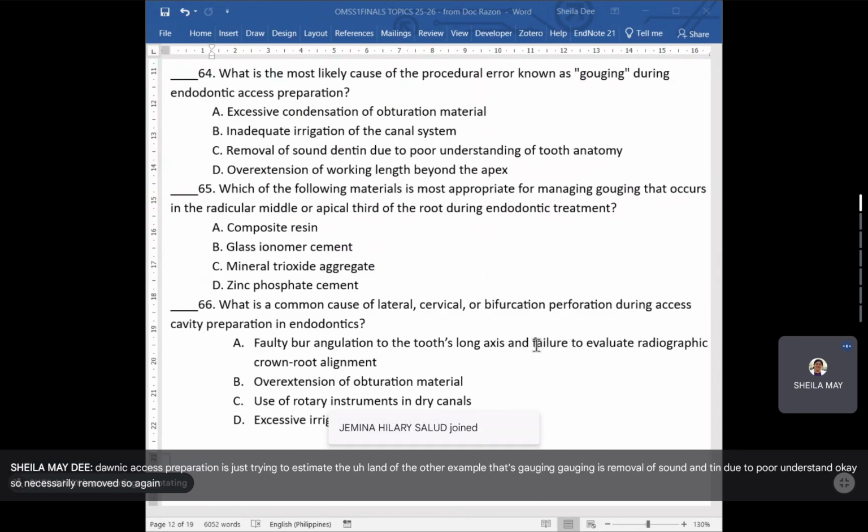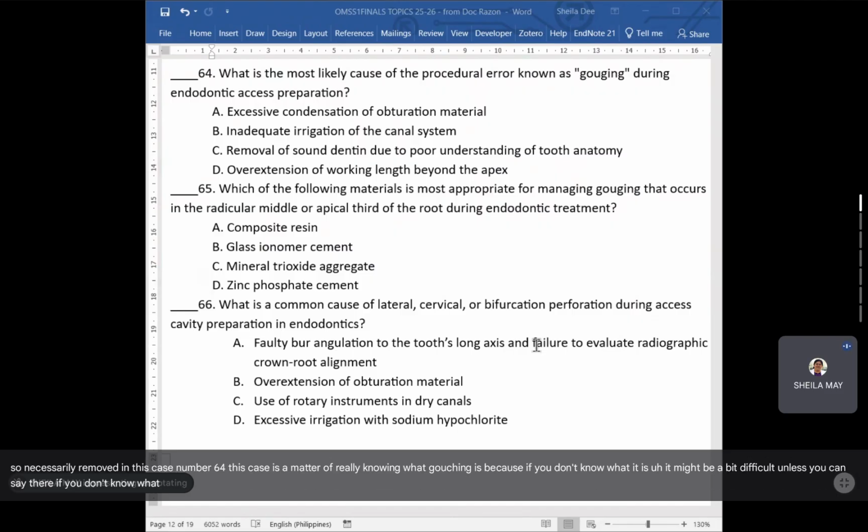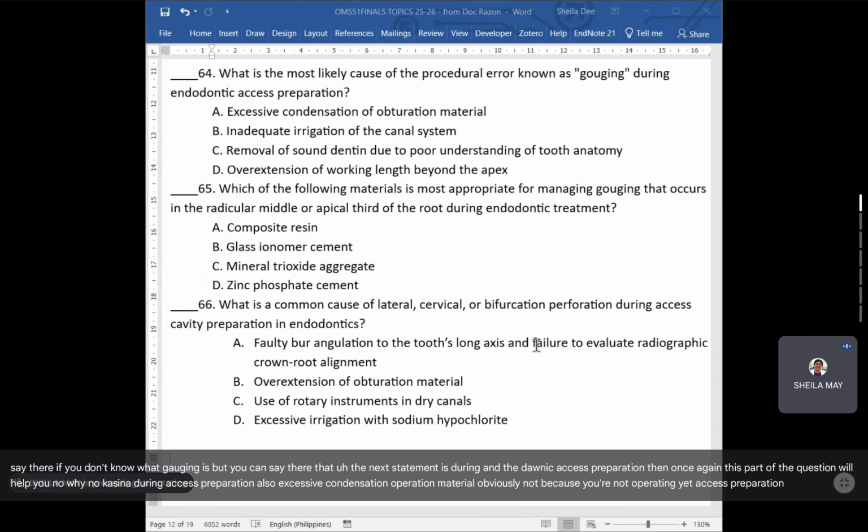So in number 64, this case is a matter of really knowing what gouging is. If you don't know what it is, it might be a bit difficult. But if you consider the next statement, during endodontic access preparation, this part of the question will help you. Excessive condensation of obturation material? Obviously not, because you're not obturating yet. It's only access preparation.